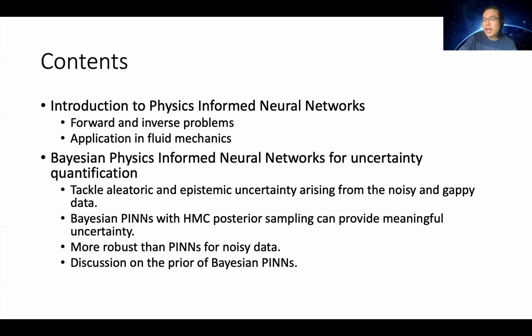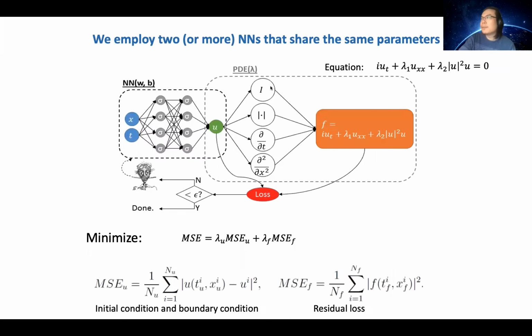And I will show that the Bayesian physics-informed neural network with the Hamiltonian Monte Carlo posterior sampling can provide meaningful uncertainty. And it's more robust than vanilla PINNs for noisy data. And lastly, we will discuss the prior of the Bayesian PINNs. Okay, let's go to the first section.